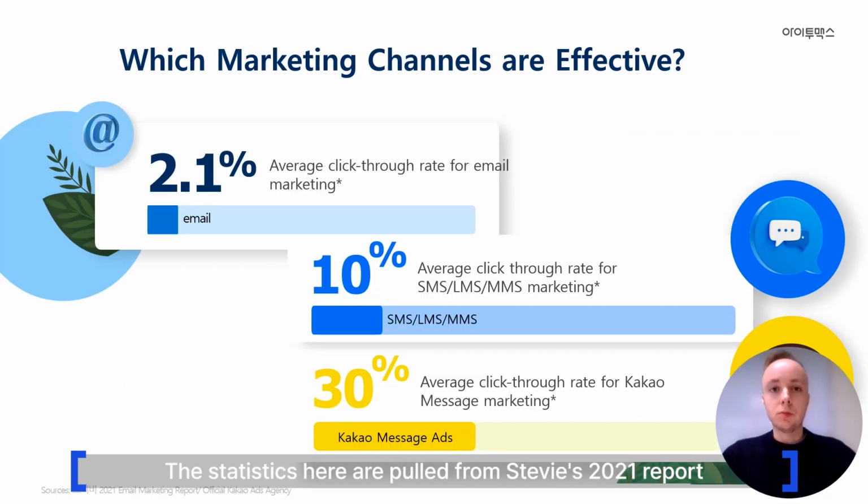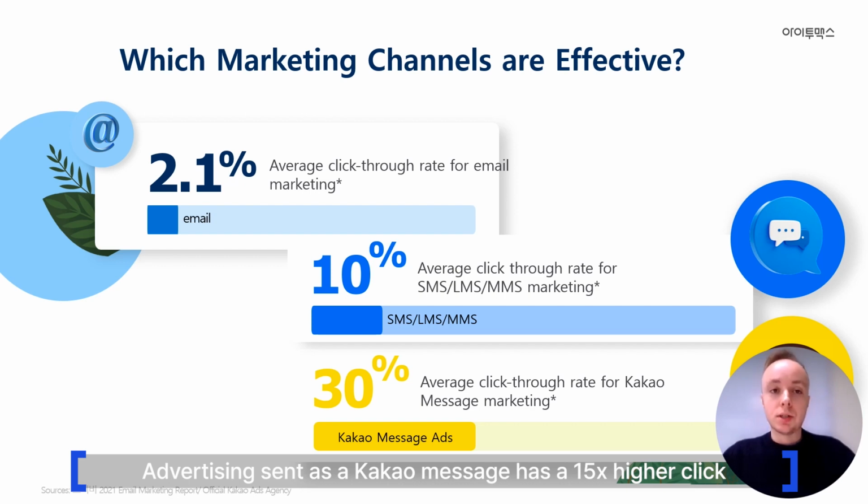The statistics here are pulled from Stevie's 2021 report on open rates for email, text messages, and KakaoTalk messages in the Korean market. Stevie is an official Kakao ad agency. As we've mentioned already, email open rates in Korea are remarkably low, with the majority of marketing messages being instantly dismissed as spam. Mobile messages have a 5 times higher open rate than email, but I don't think any marketer really wants a 10% message open rate. With this, we can see that utilizing KakaoTalk is a must if you want to deliver marketing content more effectively to a Korean audience.